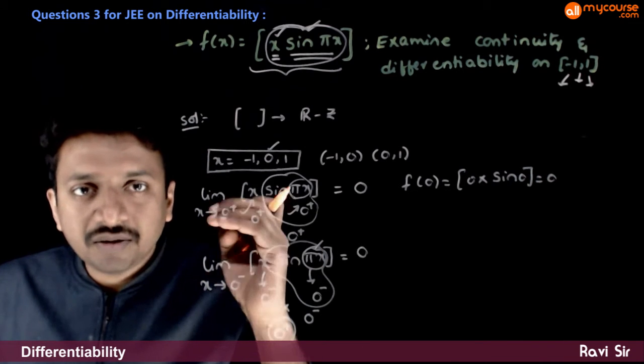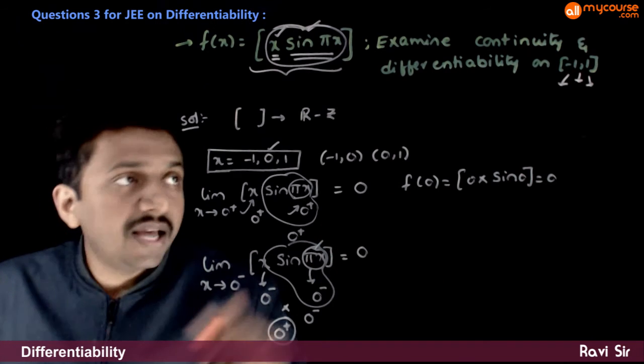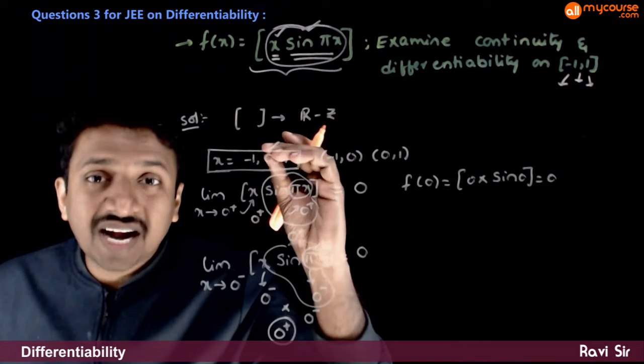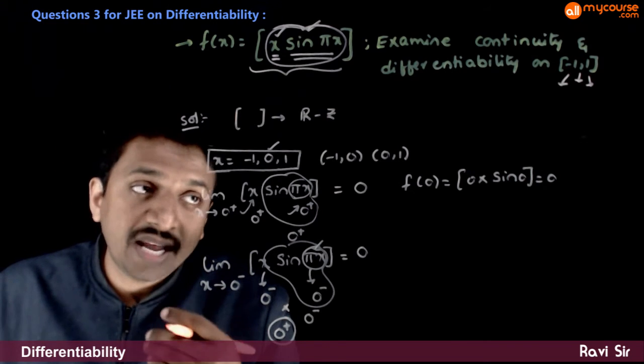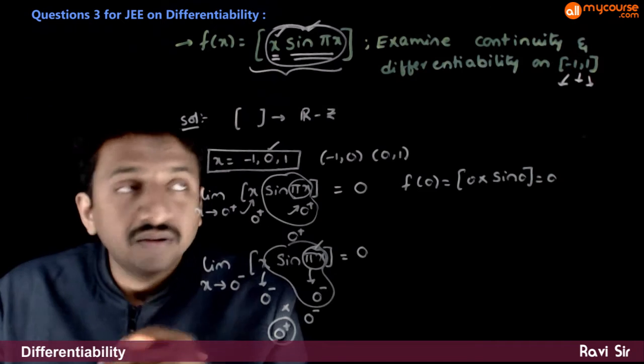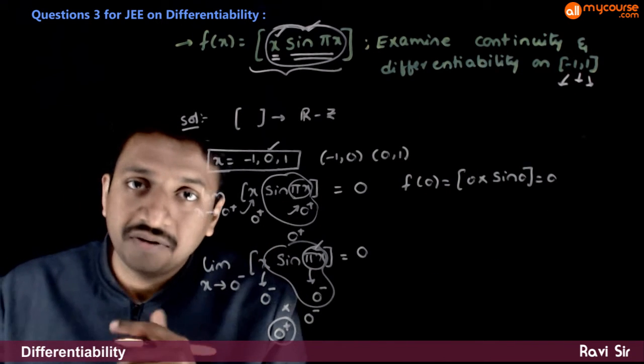So right limit is 0, left limit is 0, and the functional value is also equal to 0. Hence, the function is continuous at x equals 0. So finally, we are left with x equals 1. At x equals 1, you just need to check the left continuity.